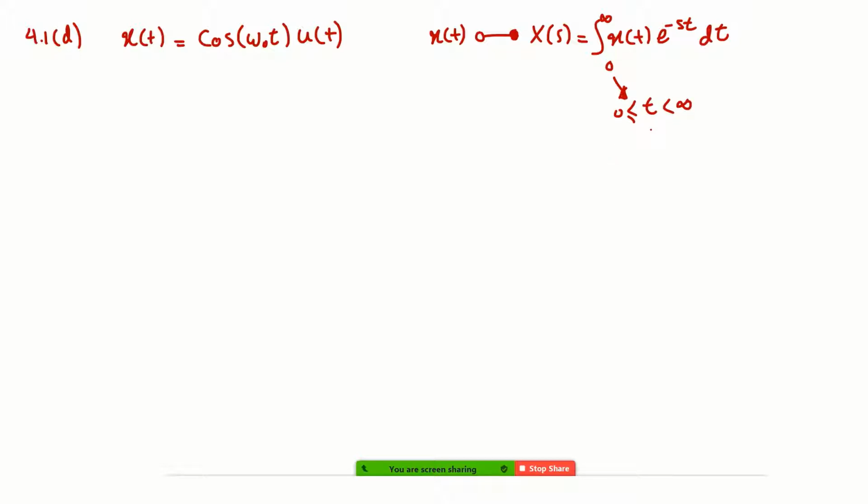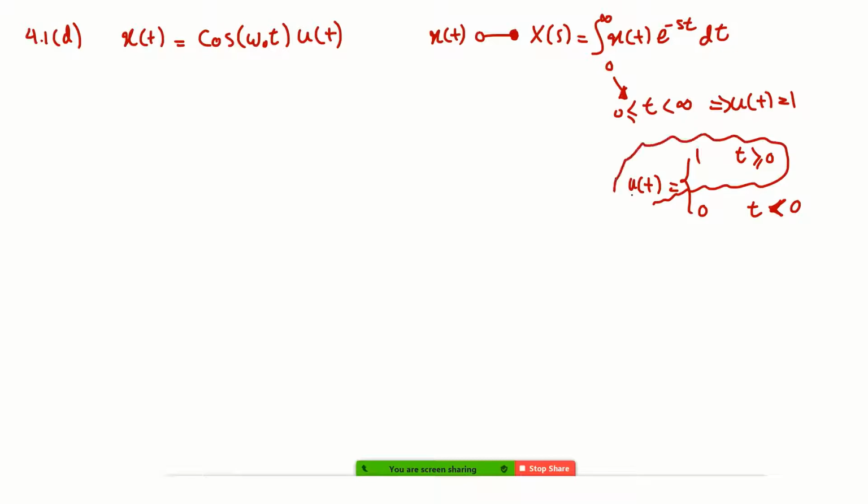And in this range of values for t, we can conclude that u(t) is 1, because u(t) is either 1 or 0. It is 1 if t is equal to 0 or larger than 0, and it is 0 if t is smaller than 0. So this is the unilateral Laplace transform, so t is equal or larger than 0, and that means u(t) is always 1. And when we know that, we can simply replace this by 1. So I can write x(t) equals cosine of omega 0 t.